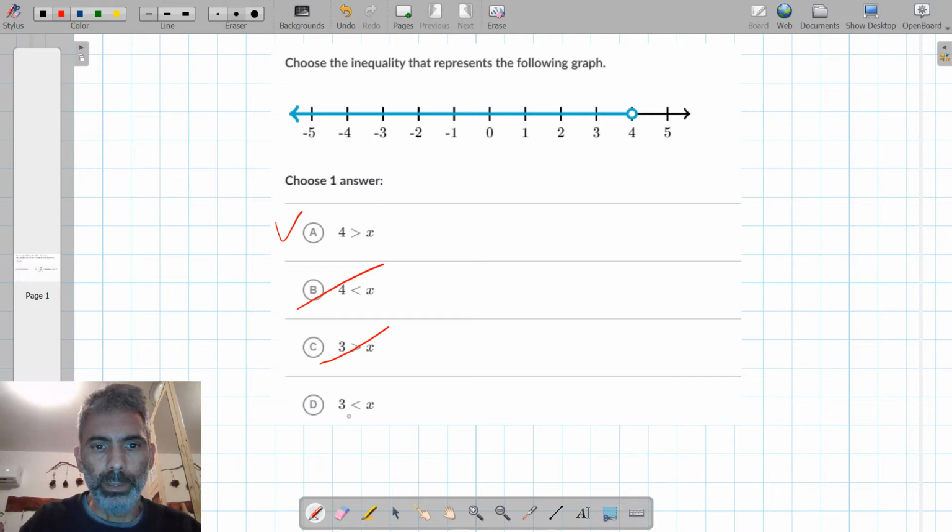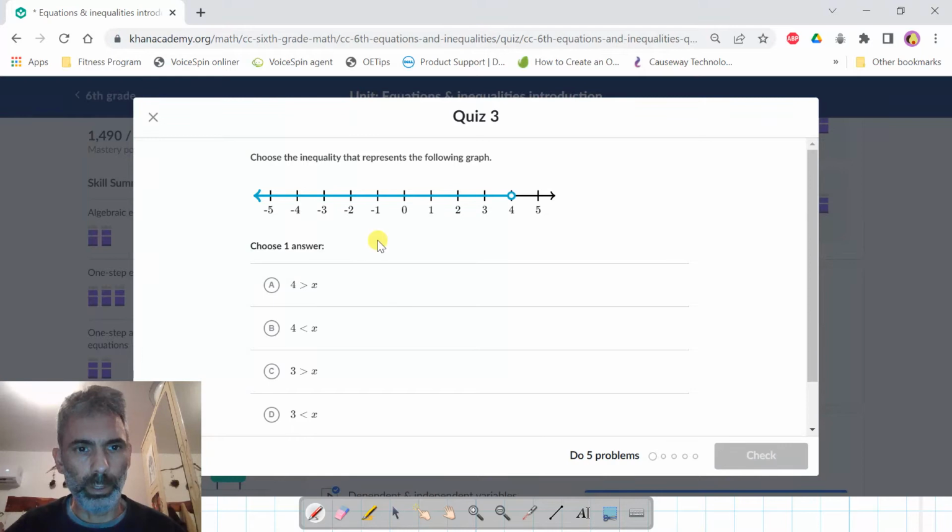3 is less than x. This is also not correct, because to satisfy this inequality, each value of x should be to the right of 3, which means that the colored arrow needs to be in the right direction, not to the left. So this is not correct. So option A is correct.